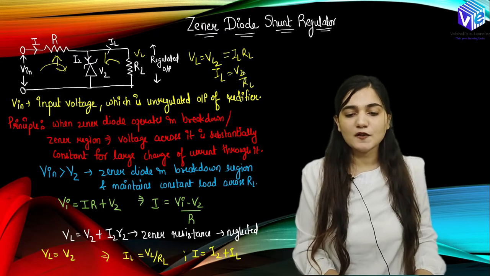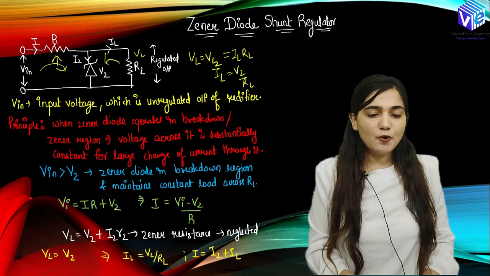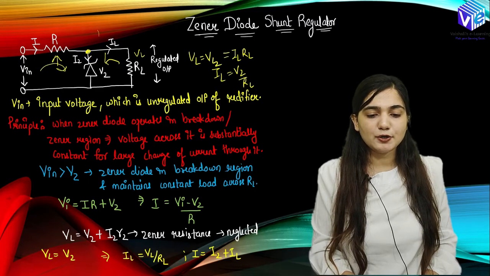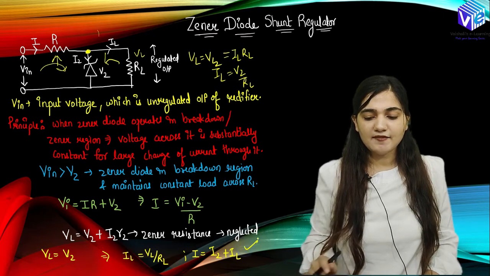RL is constant, Vz is constant, so IL will be a constant. Now if I apply KCL at this node, I will be equal to IZ, the current flowing in this branch, plus the current flowing in this branch. So I will be equal to IZ plus IL, right? This is the KCL that we have applied.